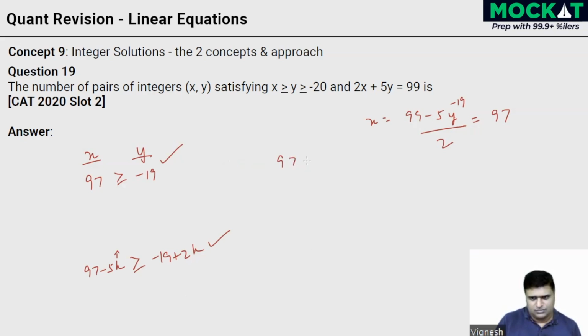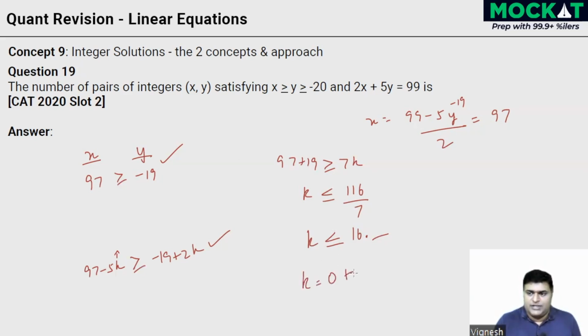So 97 minus 5k is greater than or equal to minus 19 plus 2k. So 97, bring the 19 here, plus 19 is greater than or equal to, take the 5k there, we're going to get a 7k. So k is going to be less than or equal to 97 plus 19, which is 116 by 7. So this is a 16 point something, right? K can take all values from 0 to 16.